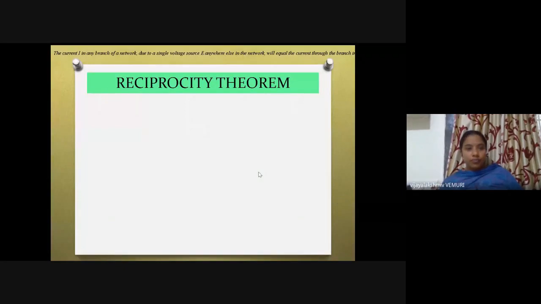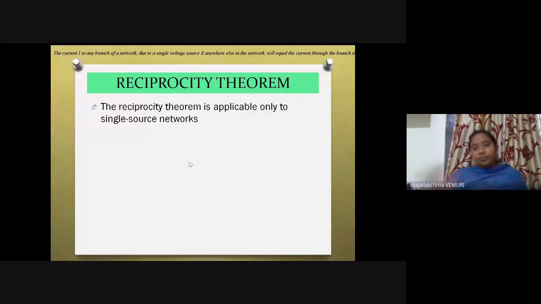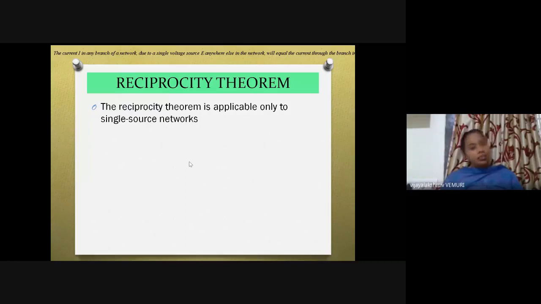Okay, something is written here. Coming to reciprocity theorem. First of all, there is a condition for this reciprocity theorem. What is that? Reciprocity theorem is applicable only to single source networks. What do you mean by single source network? You should have only one source in the circuit.